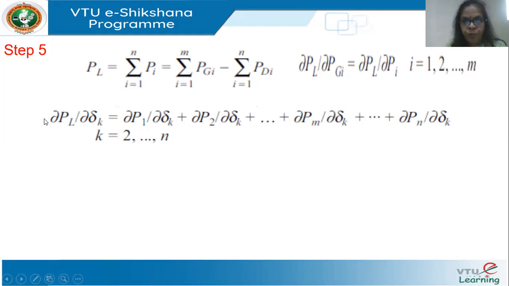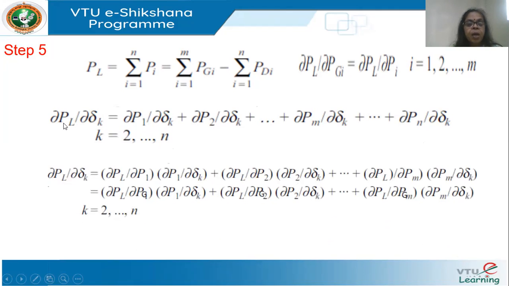From the law of differentiation, PL depends on P1, P2, P3, P4, it depends on everything. The loss depends on all the generations and all the injections. So dou PL by dou delta k will be equal to dou P1 by dou delta k plus dou P2 by dou delta k plus dou PM by dou delta k and so on. Please see here, I am taking the derivative of the loss with respect to a particular bus angle from 2 to n. Why not 1? 1 is the slack bus and delta 1 is always taken to be 0. Clear? So this is from the law of differentiation, because PL depends on all the injections from 1 to n.